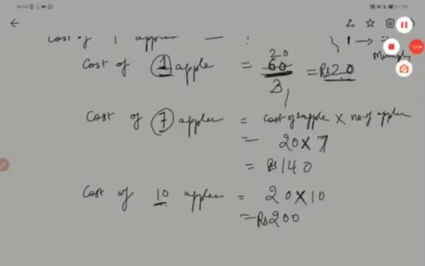Do you want to see one more example? Let me take one more. Okay, let me take one more example from your exercise. We have the 5th problem, in which it is given a truck requires 108 liters of diesel for covering a distance of 594 kilometers.